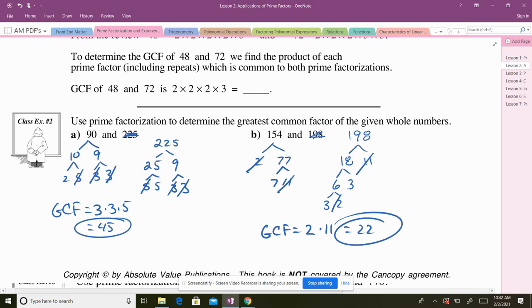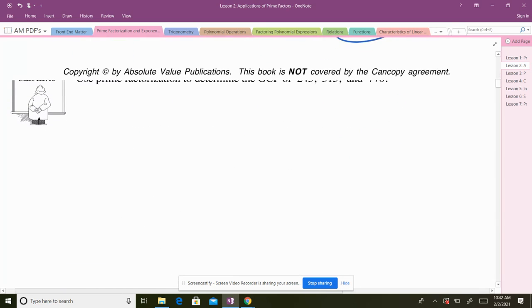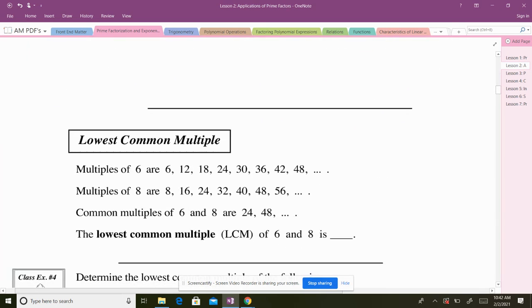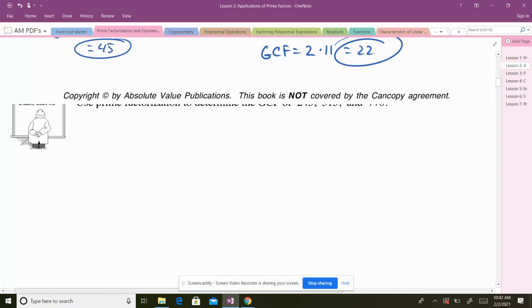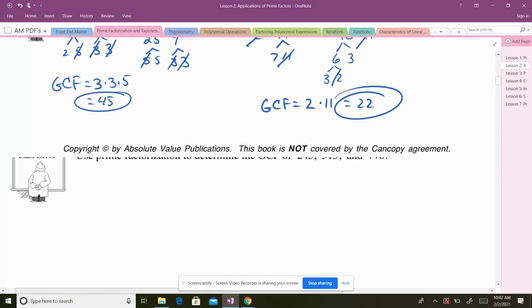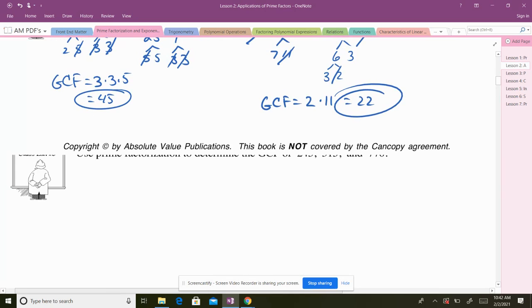Okay, we'll do one more. Flip the page, please. It's supposed to have 3 numbers. You have the numbers 245, 315, and 770. Okay. We're going to find the greatest common factor of all three of these.